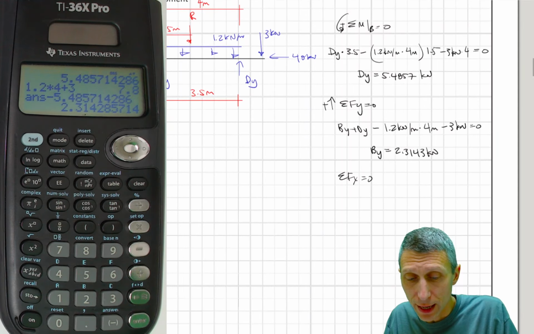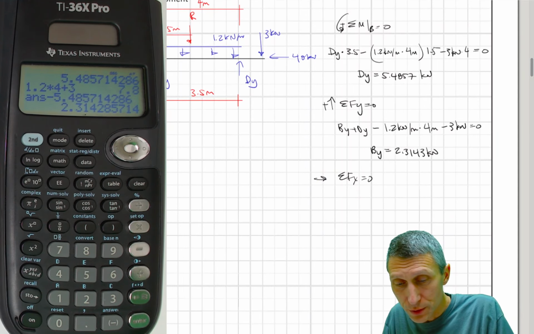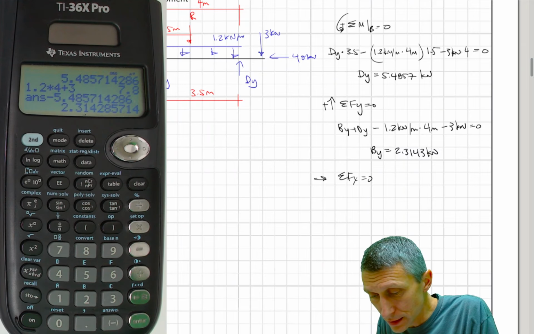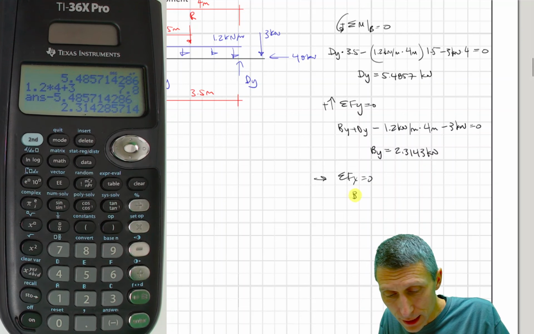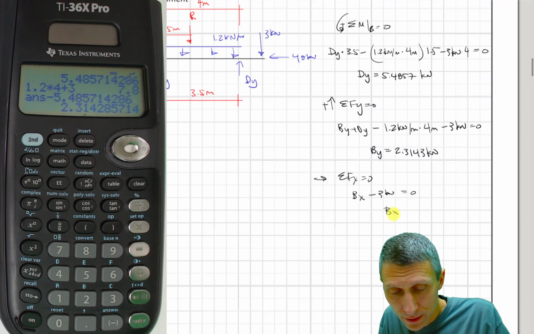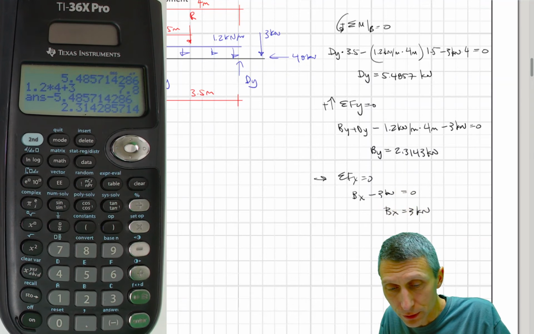And if I keep going here, I'm going to sum forces in the x direction equals 0. And when I do that, oops, I didn't even draw it on my free body diagram. Let's get this in here. Let's get a Bx in there. Okay, that's great. I got Bx minus 3 kilonewtons equals 0. So Bx equals 3 kilonewtons.